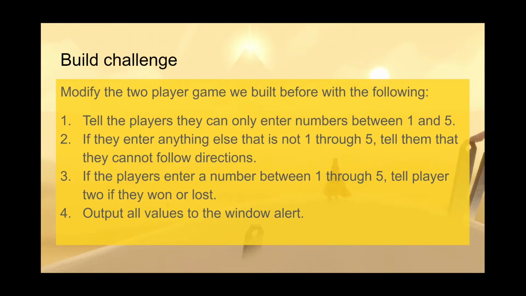If they enter anything else that is not 1 through 5, we tell them that they cannot follow directions. If the players enter a number between 1 through 5, tell player 2 if they won or lost, and output all the values to the window alert. So this is just the same thing you built the last time, except number 2. We're going to basically force them to enter a number between 1 and 5. If they haven't entered a number between 1 and 5, then we need to tell them you did not follow directions.